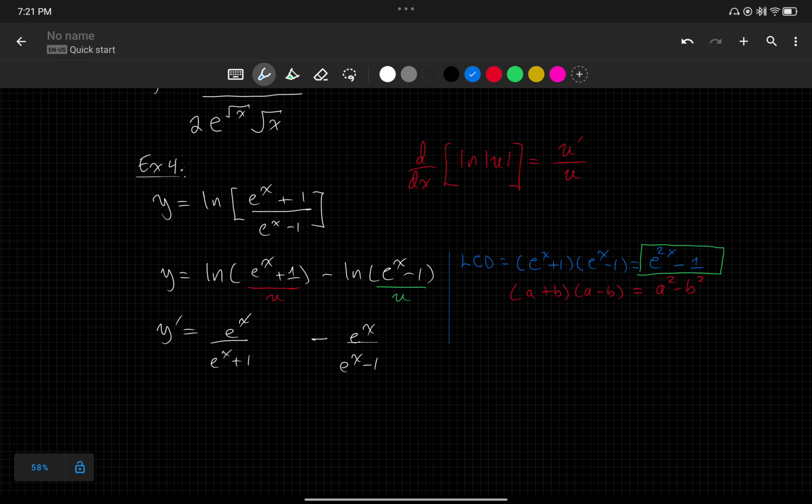Now let's do the multiplication. Well, I guess I can keep it with blue. This would be e to the x minus 1. And this one over here would be e to the x plus 1. Now, there's a special name for this. We did it towards the beginning of the semester. It was conjugates. So that's the trick for this guy right here. Conjugates.